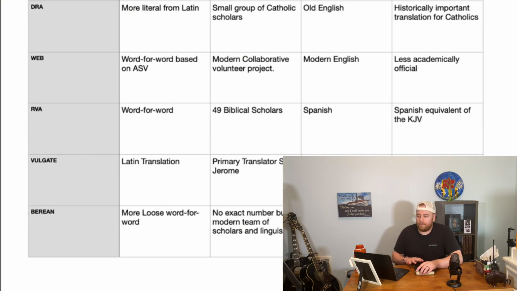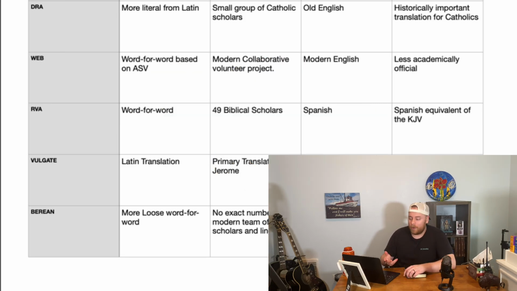There were 49 biblical scholars. This one, unfortunately for me, is in Spanish. So I don't speak Spanish other than a few words like Tortuga. But that's about it. So not a good translation for me. But one note on this translation is that it is the Spanish equivalent of the King James Version.